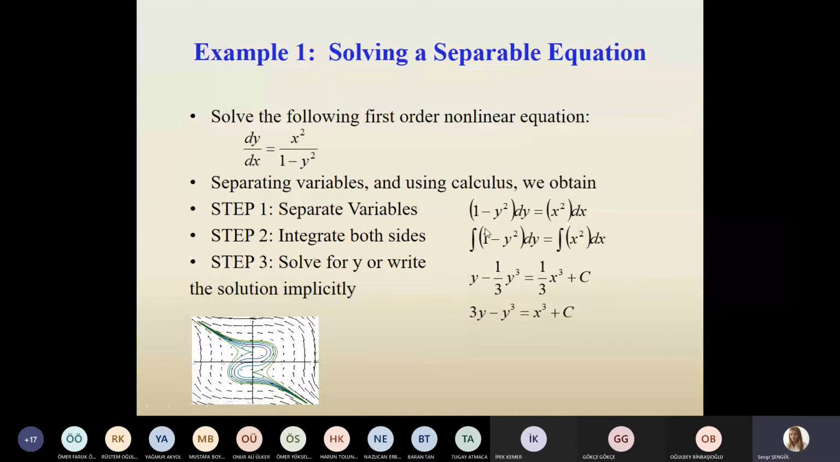So the integral of 1 is y. The integral of y squared is y cubed over 3. The integral of x squared is x cubed over 3 plus c. You can adjust the c on the right hand side like that. And if you can solve for y, solve for y. If you cannot solve it, that means your solution is an implicit solution. This is an implicit solution because of the y cubed term there, so you cannot solve for y. That's why this is an implicit solution. Okay.